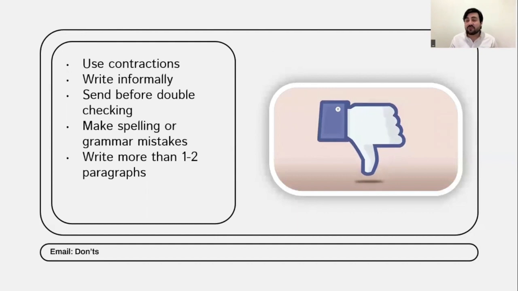Now, stay away from contractions, as this is a form of informal writing. Never send emails that are not checked for grammatical or spelling mistakes. Never write more than one or two paragraphs of 3 or 4 sentences. Keep this in mind so you write effective, clear, concise, and precise emails.